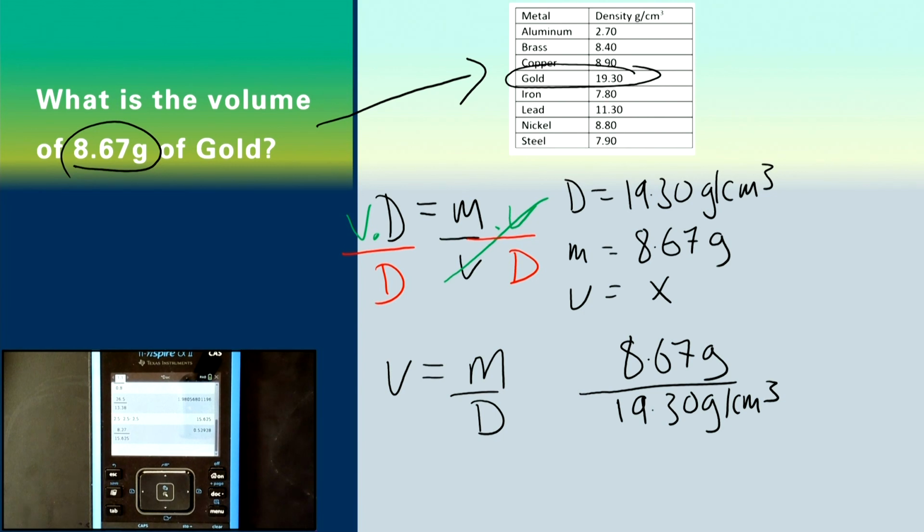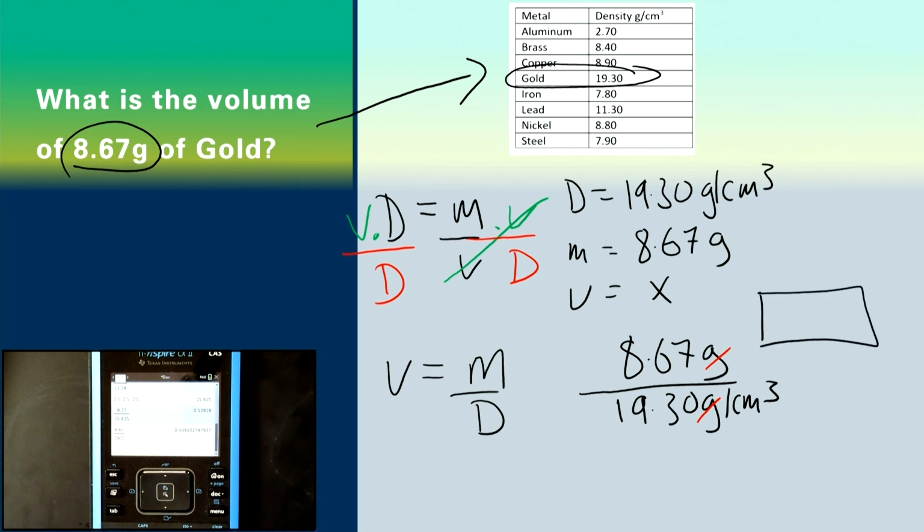And what we can see here is that our units are going to go ahead and cancel themselves out. So our grams and our grams will cancel out. And when we put this into the calculator, 8.67, and we are dividing that by 19.30, we're getting 0.449222.